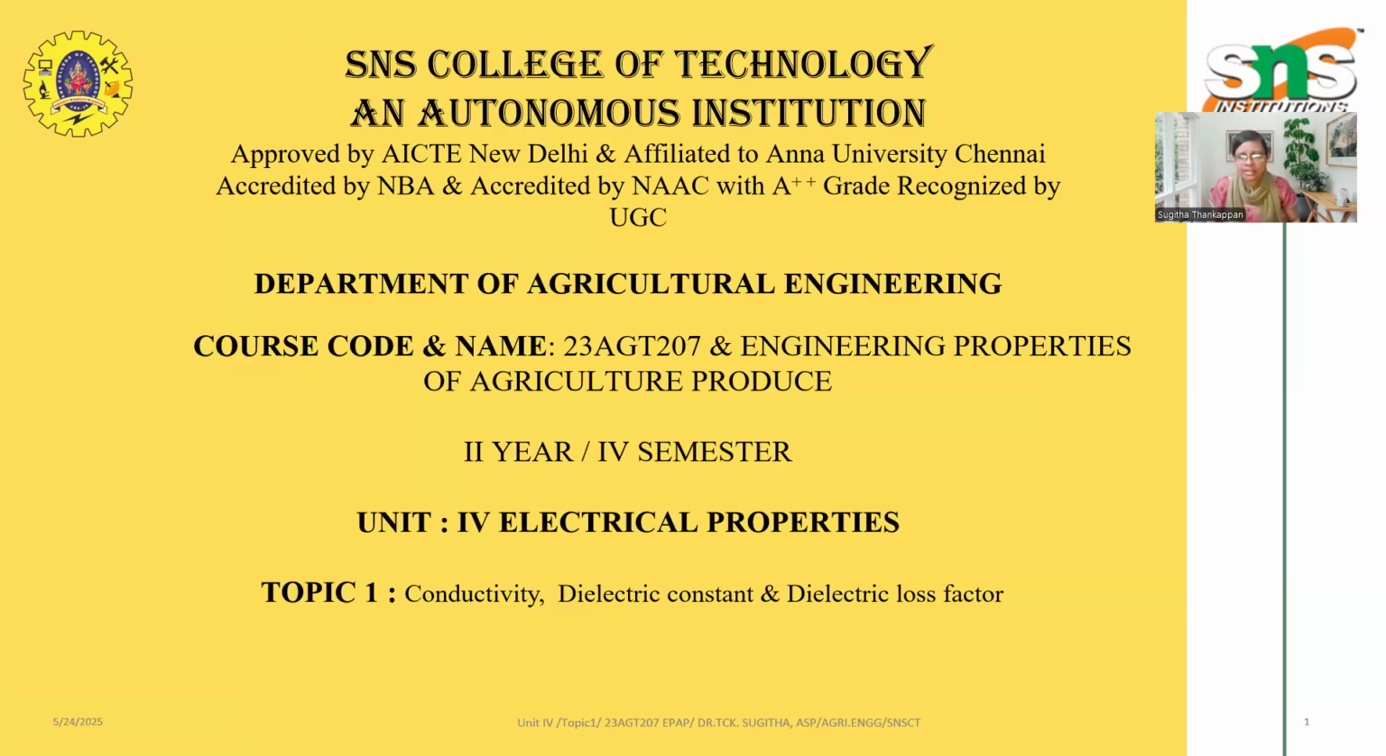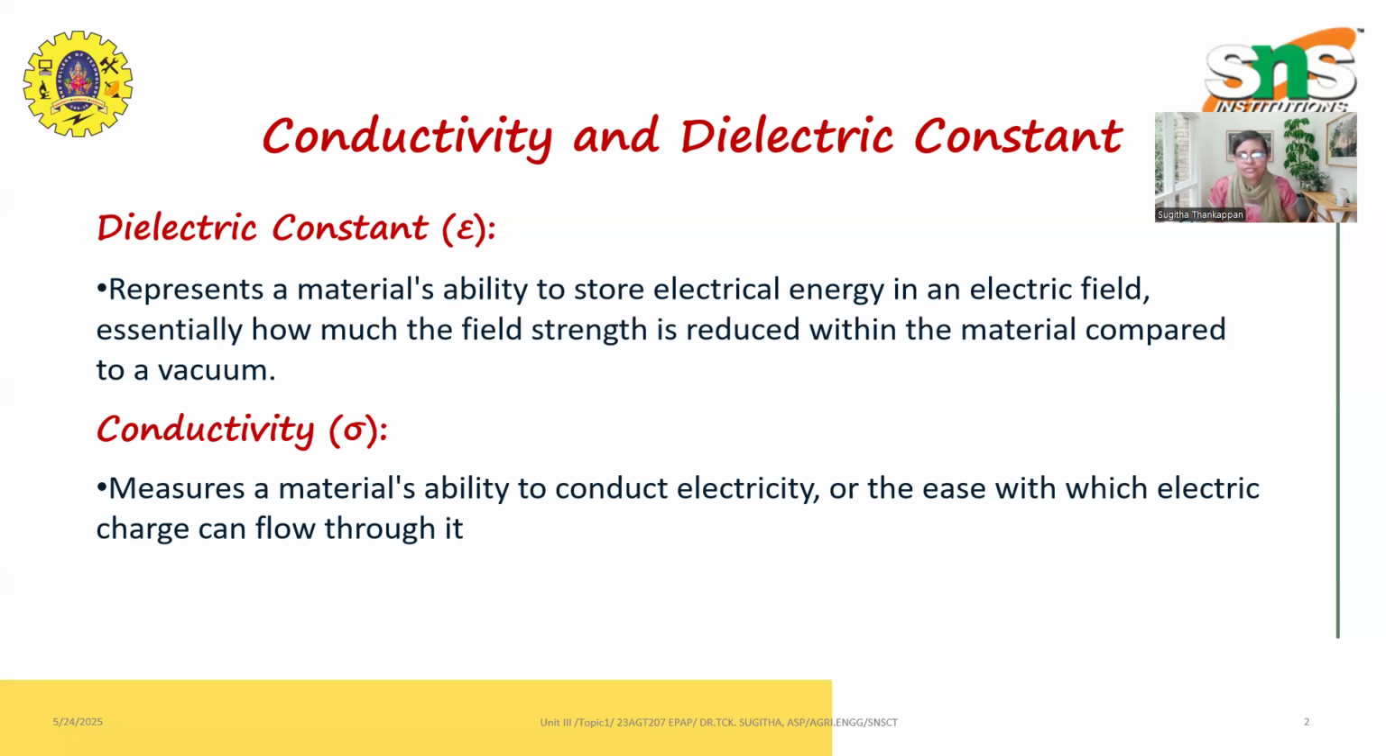Back to my lecture series on engineering properties of agricultural produce. In this video, we are going to see the electrical properties, which is in Unit 4. Here we will be studying about the conductivity, dielectric constant, as well as the dielectric loss factor, and what are the applications of electrical properties in handling agricultural produce. So first, we are going to start with conductivity and dielectric constant.